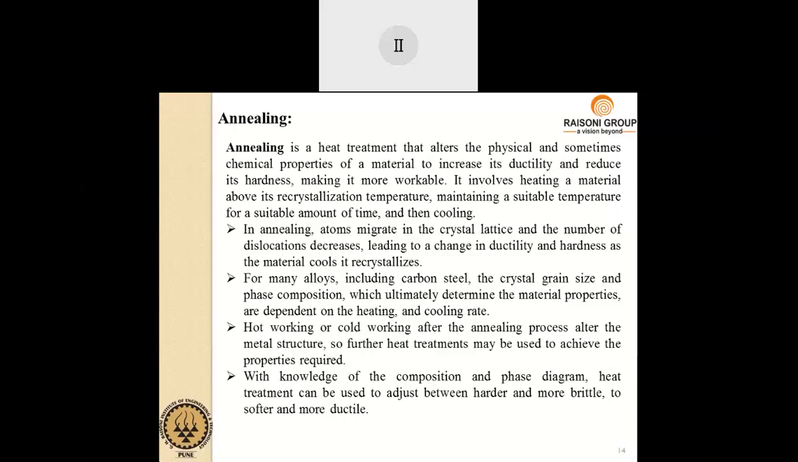Once you cold roll some material, it gets work hardened. And if you go directly for further cold working, the material will break because it gets work hardened. Very high internal stresses are developed during that cold working procedure. Hence we go for annealing heat treatment.